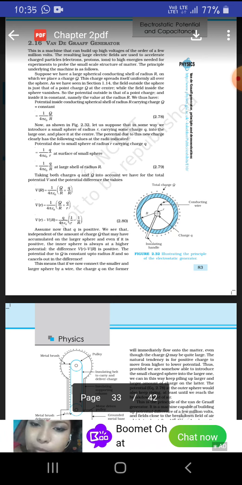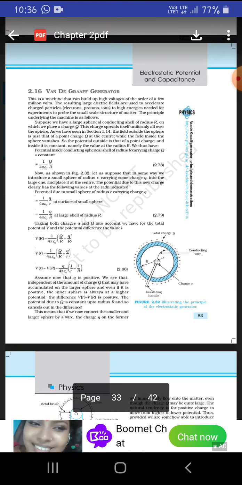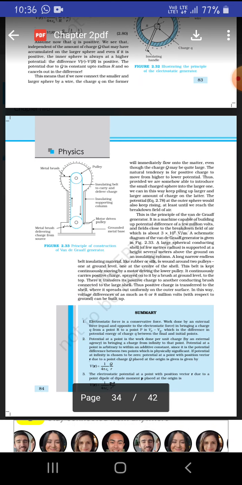Here you can see the total charge around a sphere. It is positive, with the conducting wire and the charges. In the center there is the radius r, and an insulating handle by which we rotate it. It is like a generator or a cycle that you rotate. This is the principle of construction of the Van de Graaff generator.